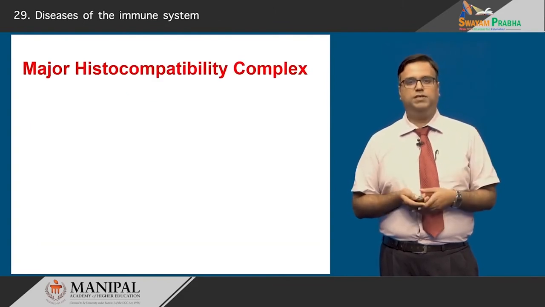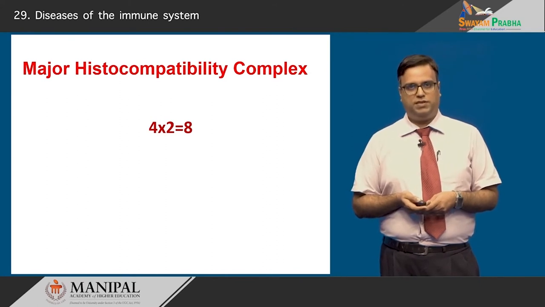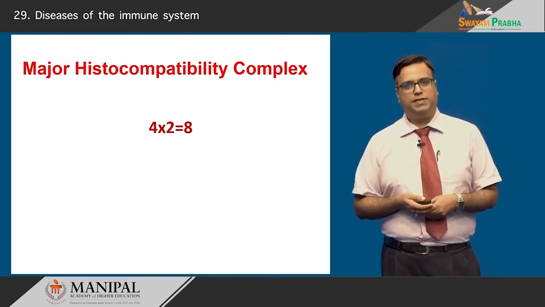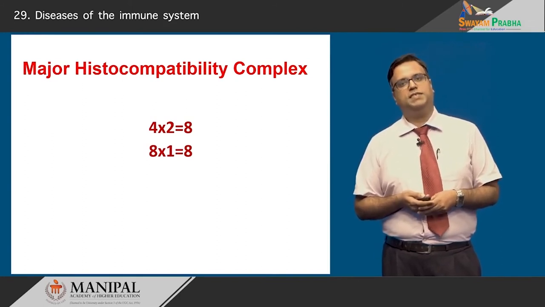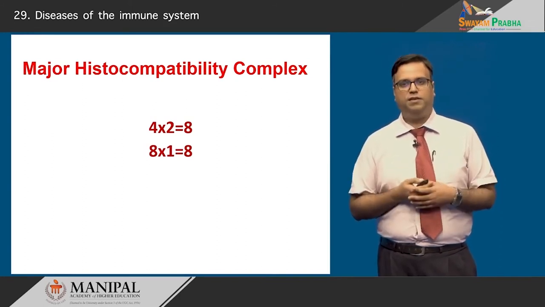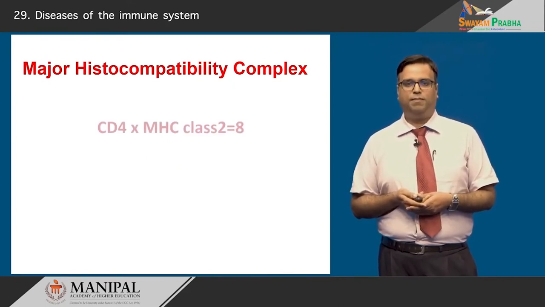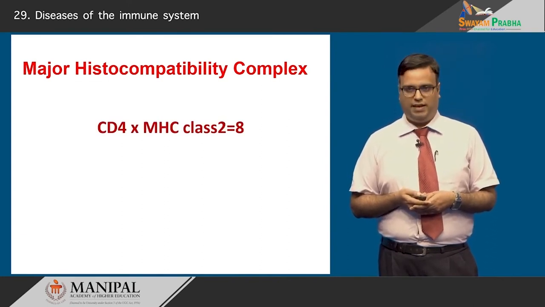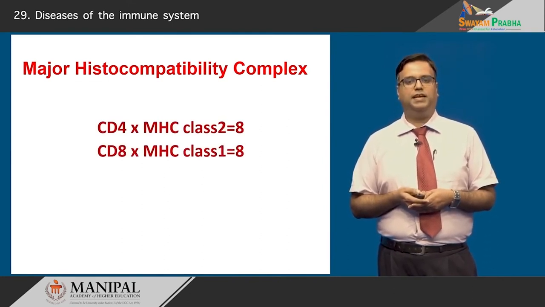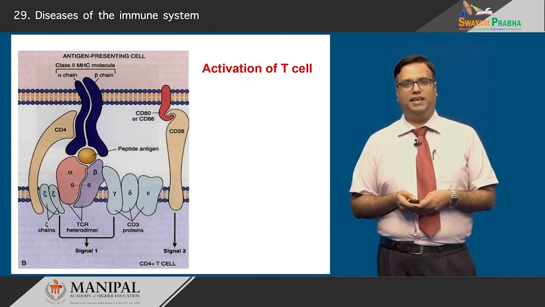So just to reinforce, MHC molecules are important. MHC class 2 restriction is associated with CD4 lymphocytes, and MHC class 1 restriction is associated with CD8 lymphocytes. A simple algorithm is 4 into 2 is 8 and 8 into 1 is 8, meaning CD4 molecules along with MHC class 2 is 8, whereas CD8 lymphocytes recognize with the help of MHC class 1 molecules. Now, we'll come back to this T cell again.